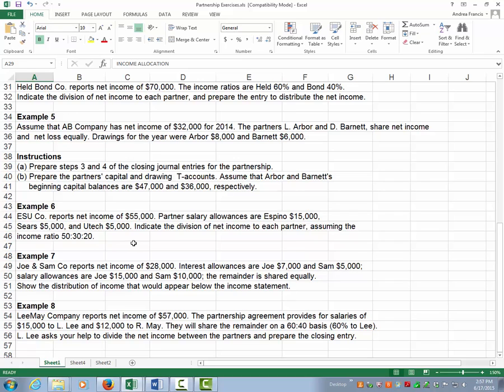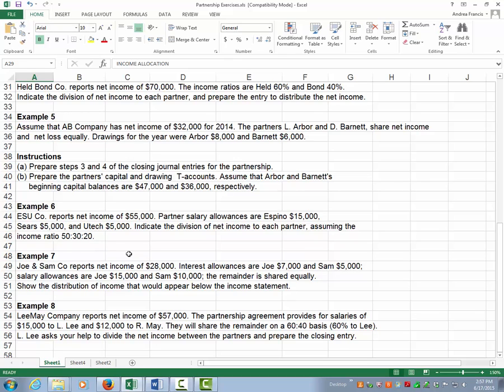ESU company reports net income of 55,000. Partner salary allowances are Espino 15,000, Sears 5,000 and UTEC 5,000. Indicate the division of net income to each partner assuming the income ratio 50-30-20.